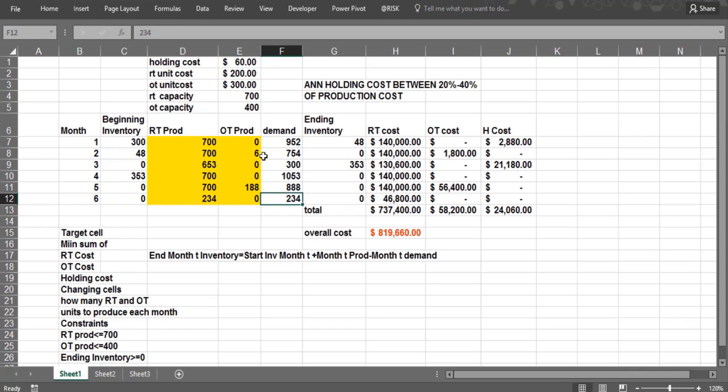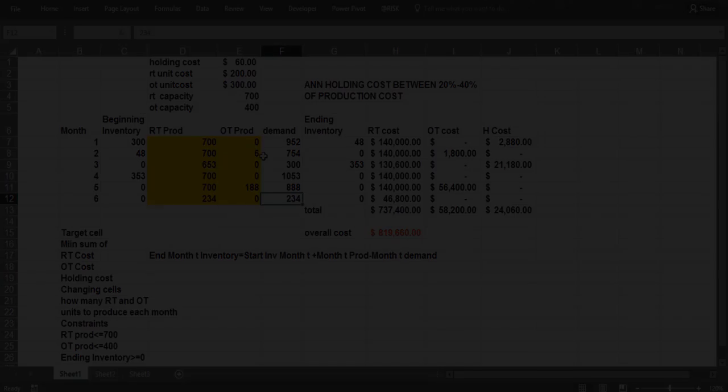We'll go on in a few subsequent videos to talk about network models that can be solved using the Excel Solver. Again, they'll be linear.